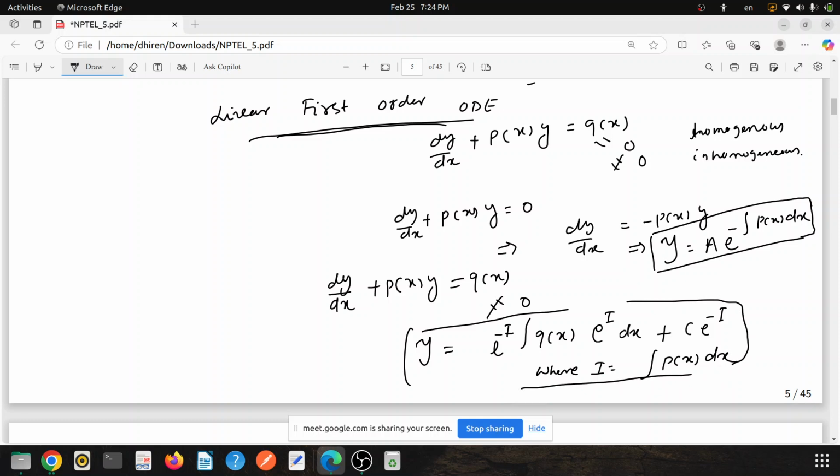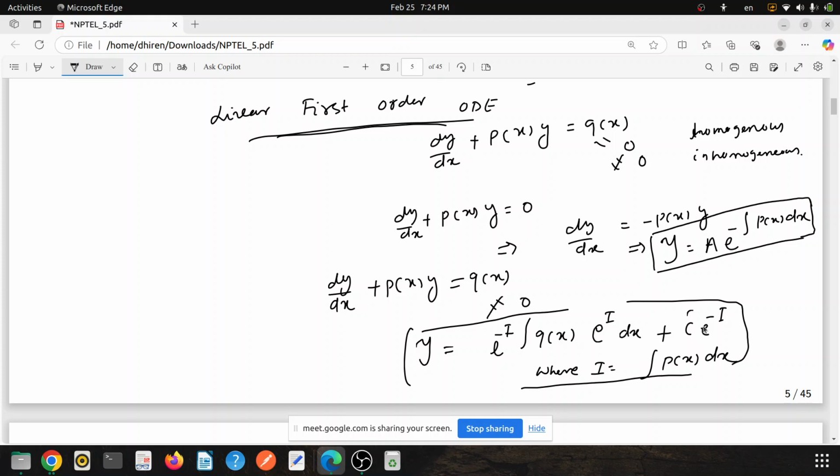In the problem solving part, I will explain examples. Here c is an arbitrary constant. If you are given any boundary condition, you can calculate this c value.